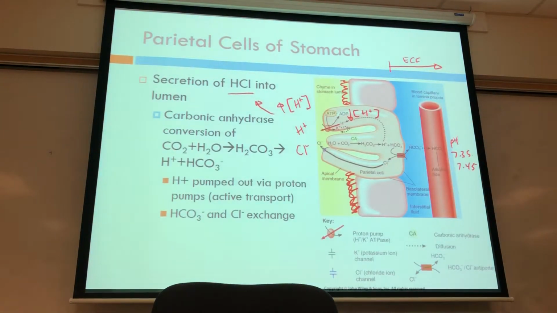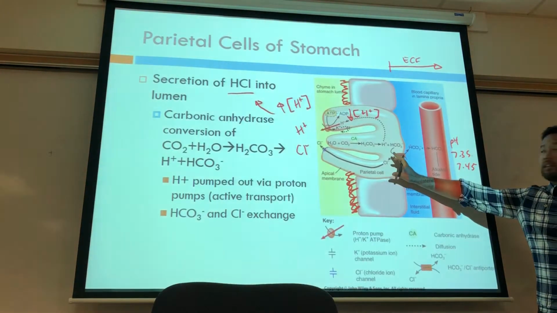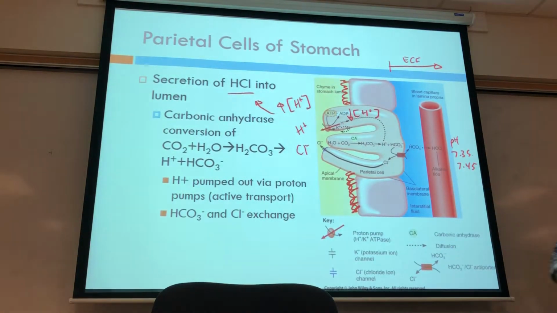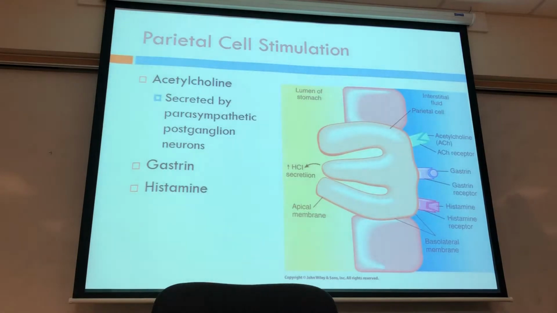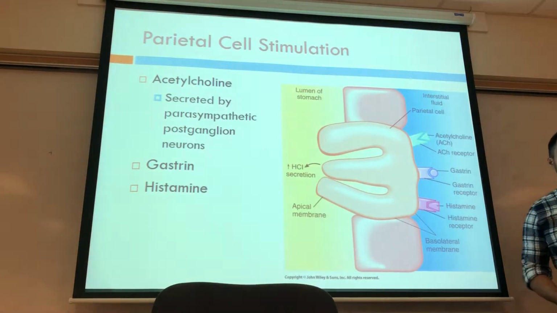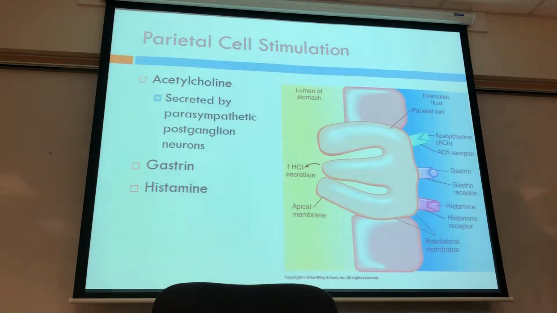All right, so now we know how the parietal cell turns on, or at least we know how it produces hydrochloric acid. Let's talk about how it gets activated. As we mentioned, digestion is a parasympathetic activity. Again, parasympathetic pathways, rest and digest.